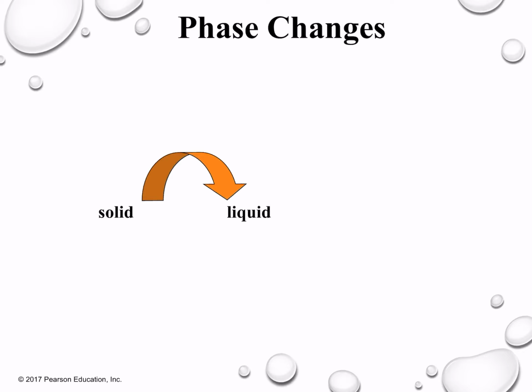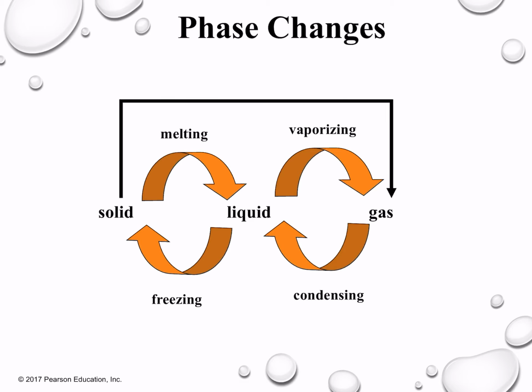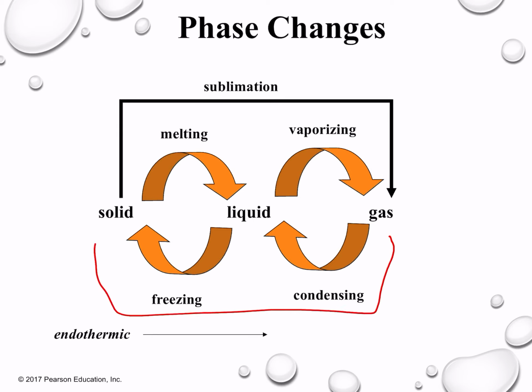So going from a solid to a liquid, we know is melting. Going from a liquid to a solid is freezing. Going from a liquid to a gas is vaporizing, also boiling, either one is fine. And going from a gas to a liquid is condensing. And people tend to forget that one. If we went directly from a solid to a gas, like I said, that's sublimation, and that would be like dry ice. And if we are going from a gas to a solid, that is deposition.